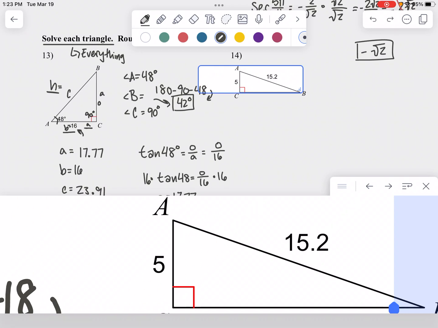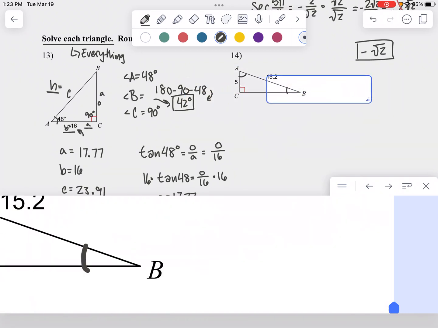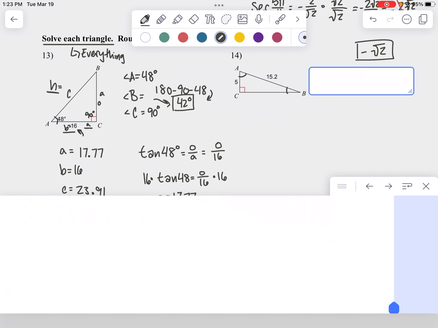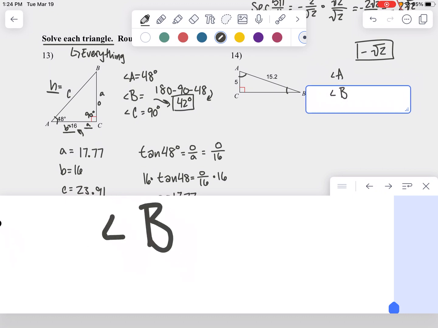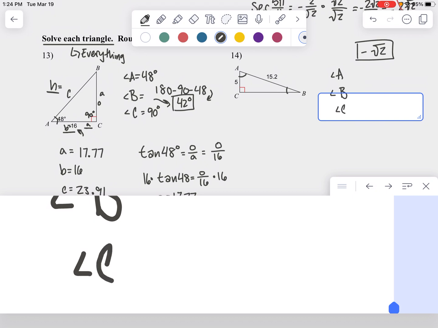Angles. Let's first identify what I don't know. I don't know angle A. I don't know angle B. I know angle C. Also, we use capital letters to denote angles and lowercase letters to denote sides, just so you know.